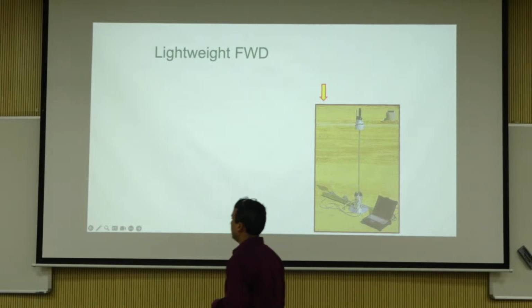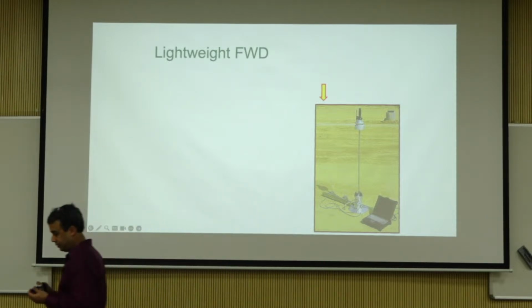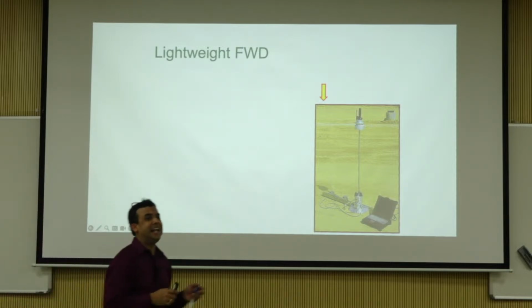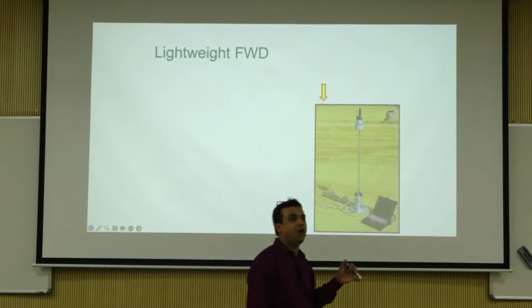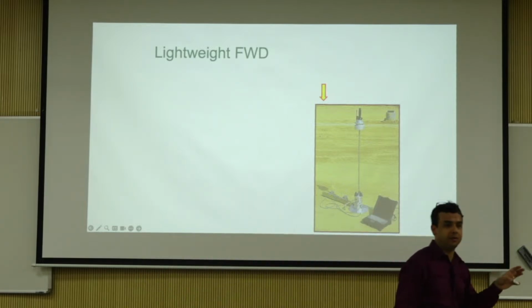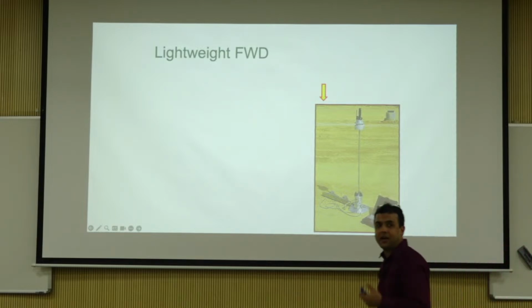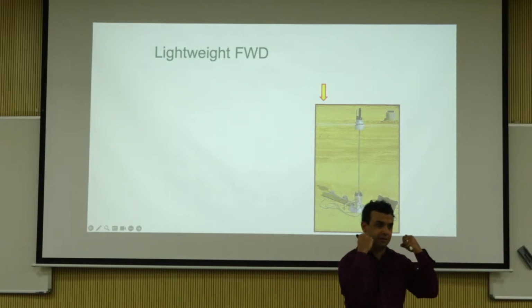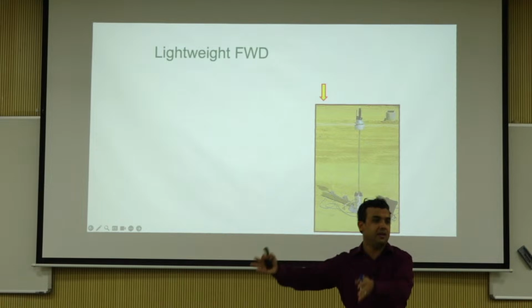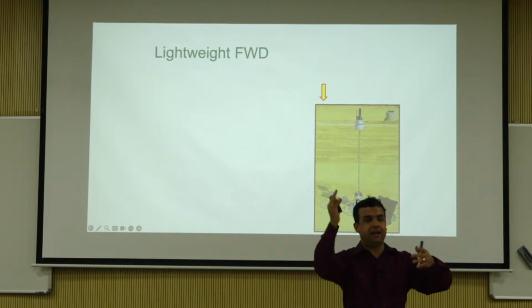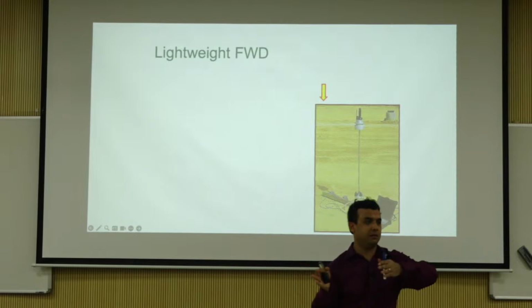Okay, couple of other things before I think we're done. What slide am I on? Okay, all right. So this is called light FWD or lightweight deflectometer. So what is a lightweight deflectometer? FWD is a vehicle basically. I mean, it's a trailer pulled by a pickup or a van or a jeep or whatever you want to call it.